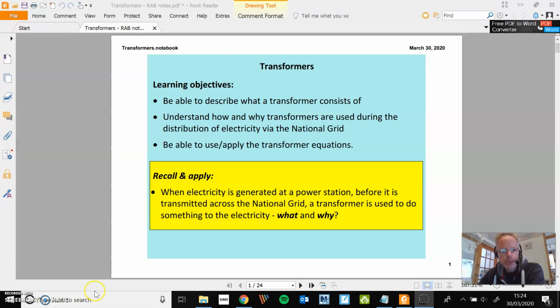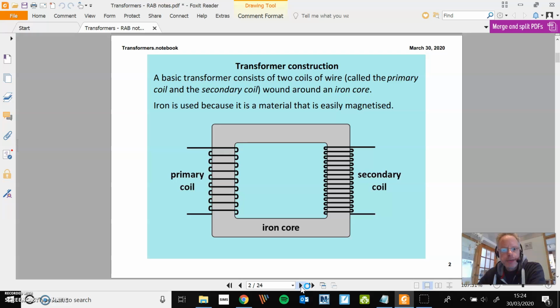Okay, so you might remember in year 10 we talked about transformers a little bit as part of the process of distributing electricity, but we didn't go into a lot of detail about what they actually do and why they're useful. And this is really the payoff for that. We come back and we talk about that now. So first of all, let's talk about what a transformer is.